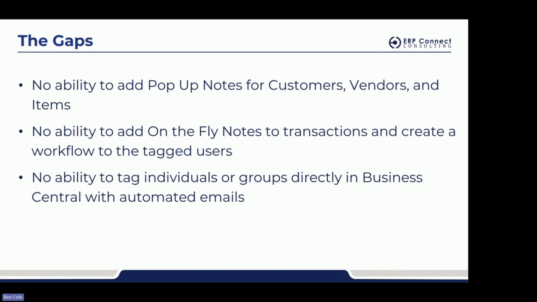Let's start with the gaps and some of the things we've noticed and improved upon within Business Central. So the first is no ability to add pop-up notes for customers, vendors, and items. I should also add ship to addresses in there because we're going to be talking about that today. The second is no ability to add on the fly notes to transactions and create workflows for tagged users. We'll get into that in a second. And the final is no ability to tag individuals or groups directly within Business Central with automated emails. So these are three things that we're going to be addressing today.